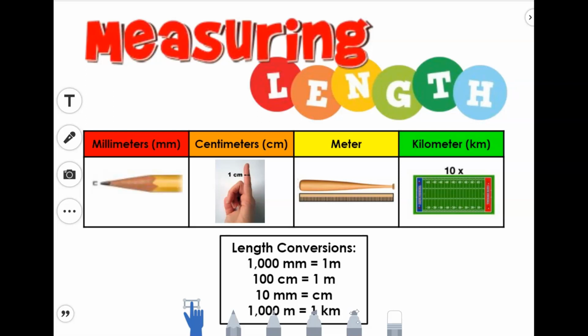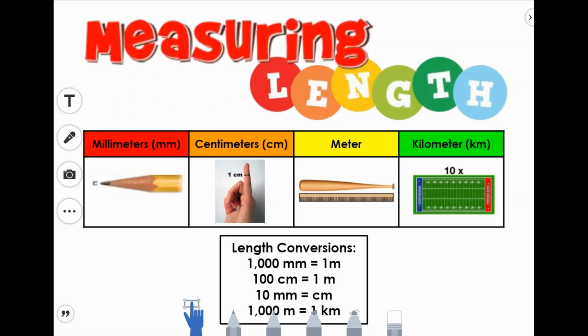Our smallest unit is a millimeter that we mark with two lowercase m's, and I want you to imagine the tip of a pencil being your millimeter. Your centimeter is your next highest unit, still pretty small, about the width of your finger. We mark that with a cm.